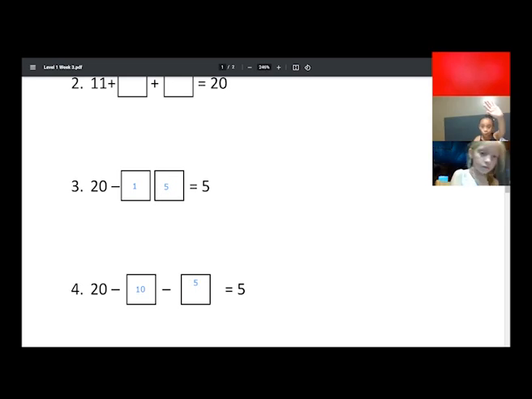McKinley? Do you have an answer? Yes, I got 20 minus 15 minus 5 equals 5. 20 minus what minus 5? 20 minus 15 minus 5 equals 5. Okay. 20 minus 15 is 5. Okay. Let's think about this. If we do 20 minus 15, what's that going to equal?